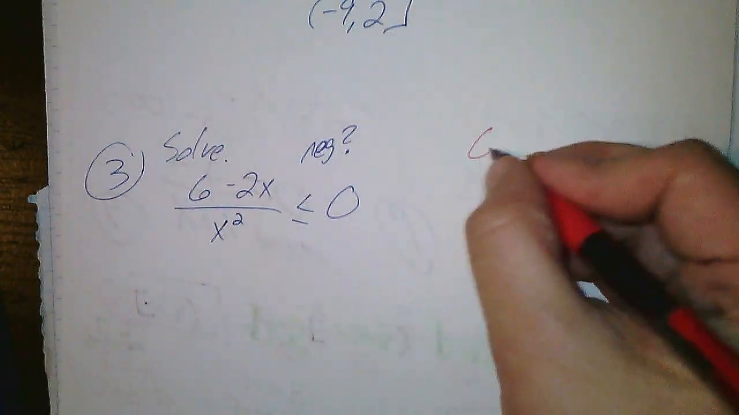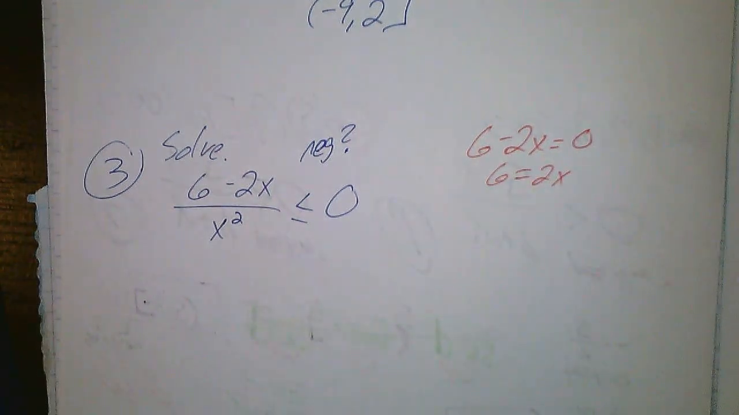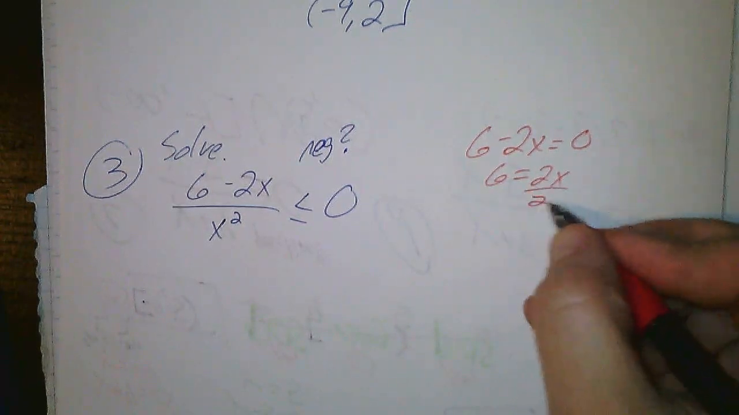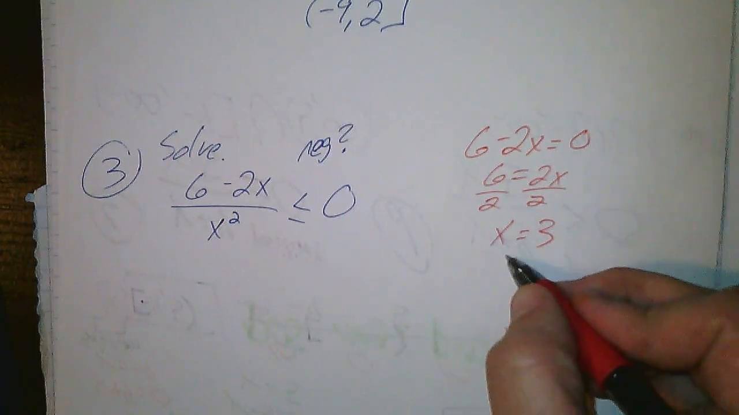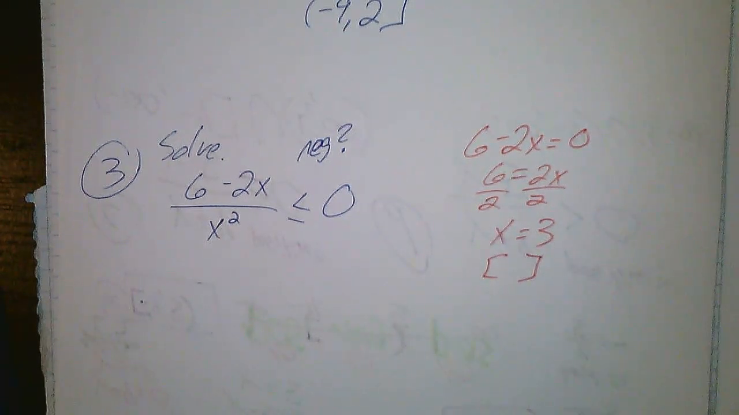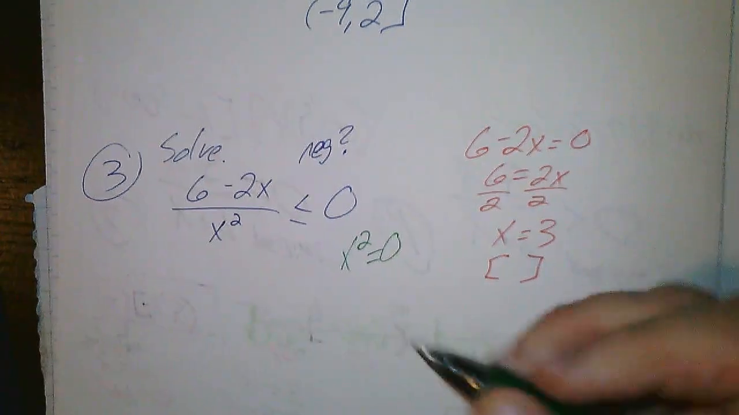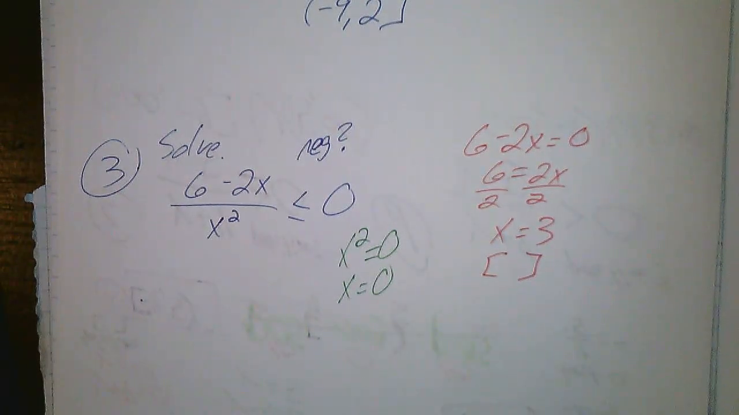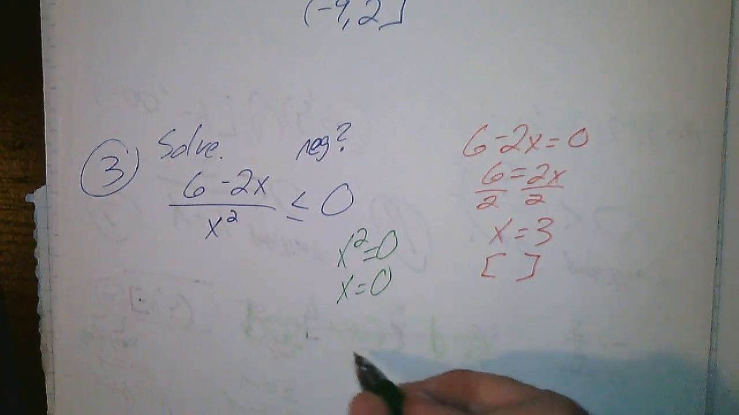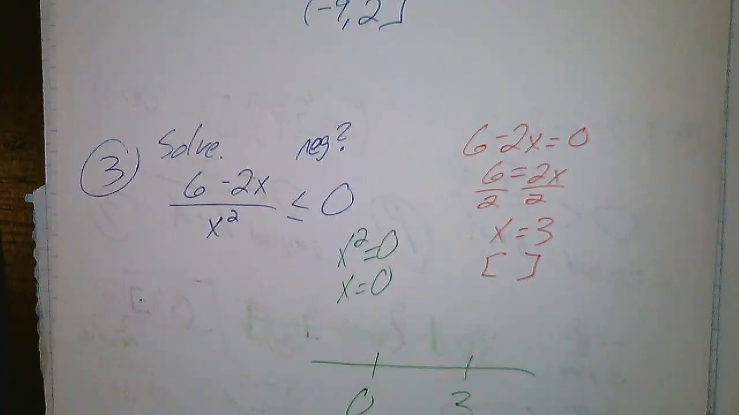We can set the numerator equal to 0. I would add the 2x and divide by 2. So we get x equals 3. We can use brackets around that because it's in the numerator. And then if I said x squared equals 0, you could take the square root, but it's just 0. So only 2 turning points, meaning 3 regions to consider. Move this down.